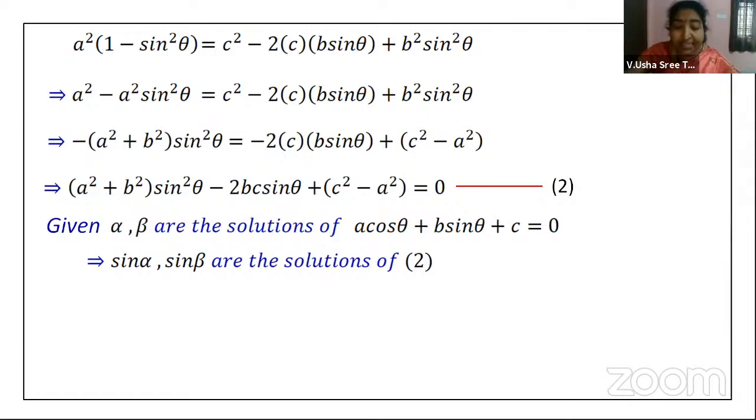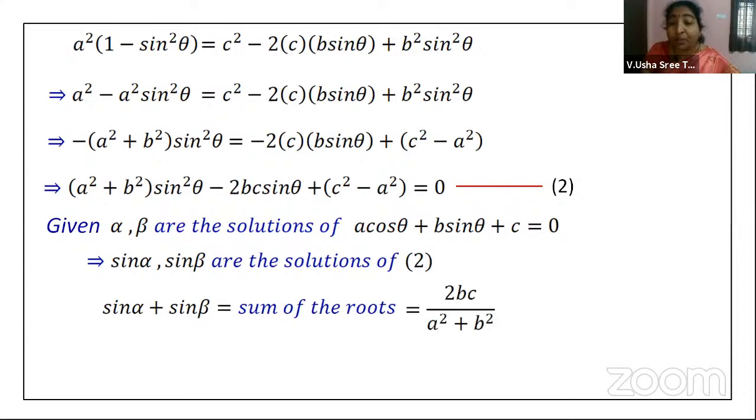Now if sin alpha and sin beta both are the solutions of equation 2, then the sum of the roots and the product of the roots can be calculated directly. What is the sum of the roots, children, for any quadratic equation? Alpha plus beta is equal to minus b by a, and alpha into beta is equal to c by a. This is what we have learned in class 10, isn't it? So here the roots, or the solutions, are sin alpha and sin beta. Therefore sin alpha plus sin beta is nothing but the sum of the roots, and the sum of the roots will be given by minus b by a.